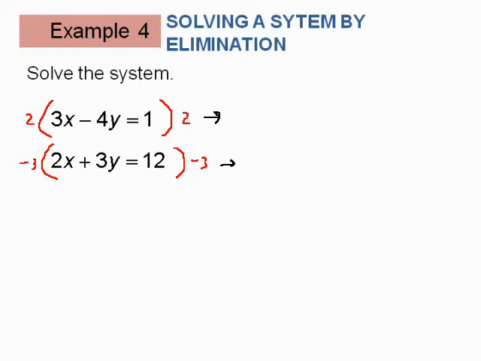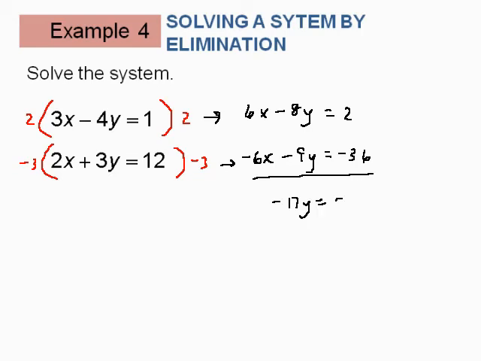So multiplying, using the multiplication property, the top becomes 6x minus 8y equals 2. Oh, lots of examples today. The bottom becomes -6x minus 9y equals -36. Add them together, the x's are gone. You get -17y equals -34. Divide by -17. And our first value here, y, is positive 2. Oh, watch those signs again.